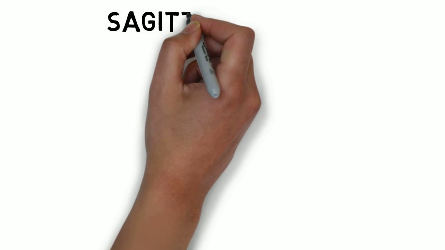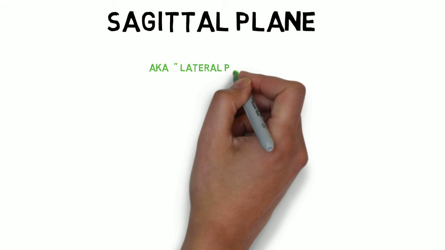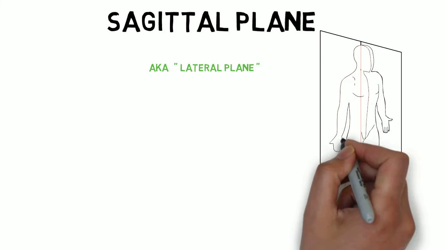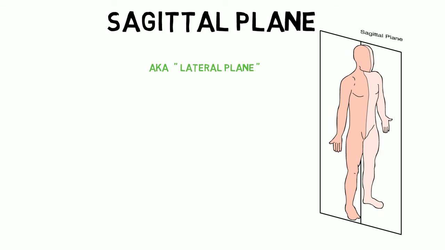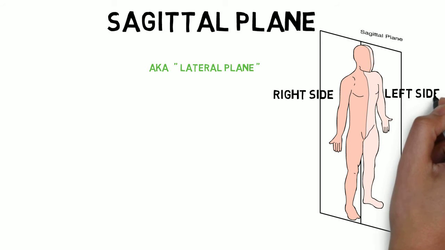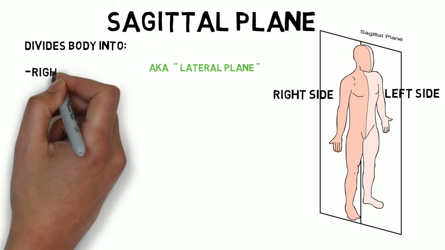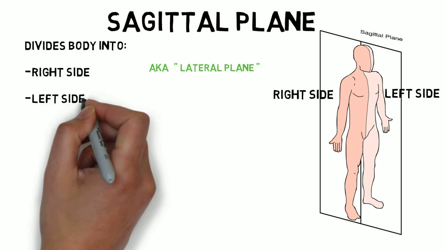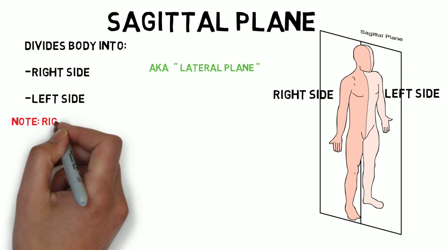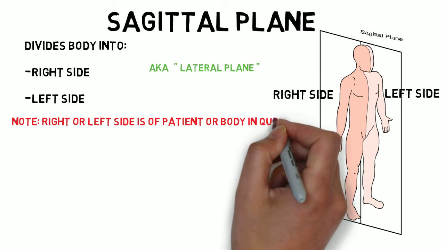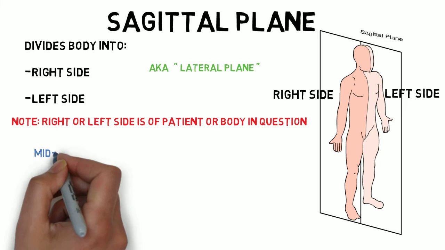Let's come to sagittal plane. So you need to remember that this is also known as lateral plane. So if you look at the human body and divide it medially into two parts, right and the left. Now the important thing you need to remember is that sagittal plane divides the body into right side and the left side to the medial line, and that's imaginary, okay? Now the important part is to remember that the right or the left side is according to the body in question or the patient. It's not you, okay?